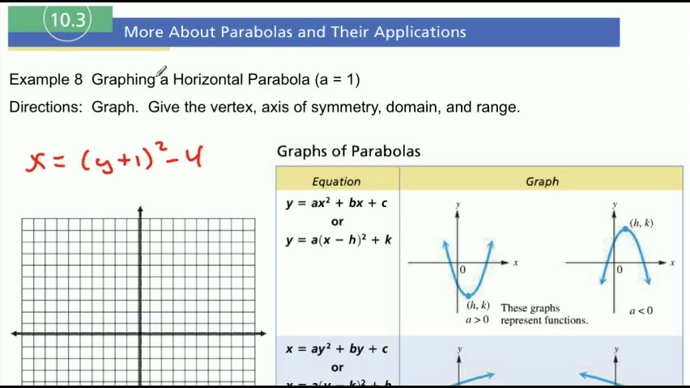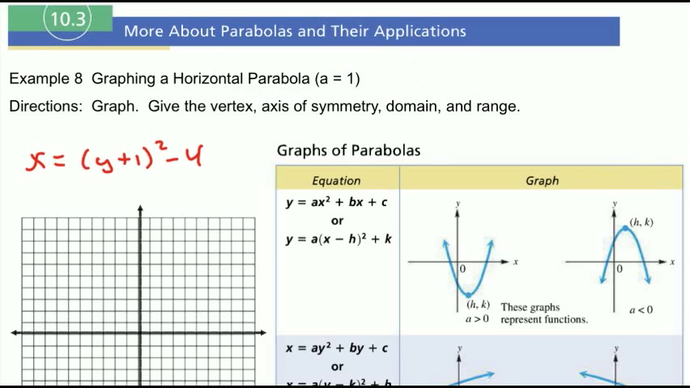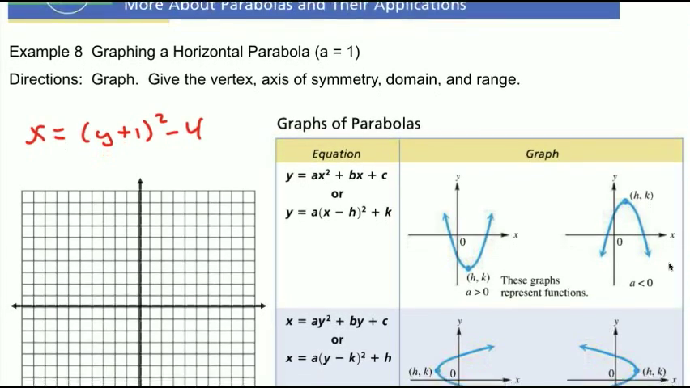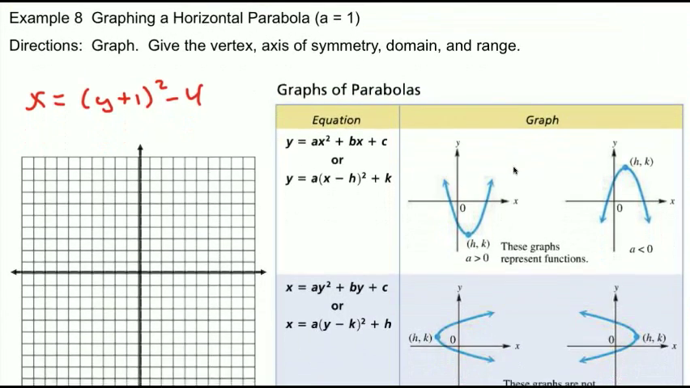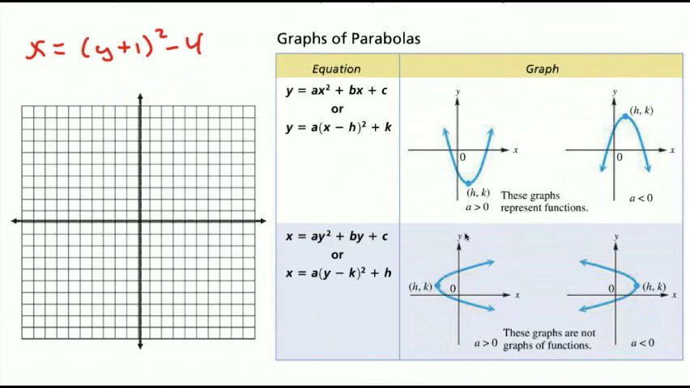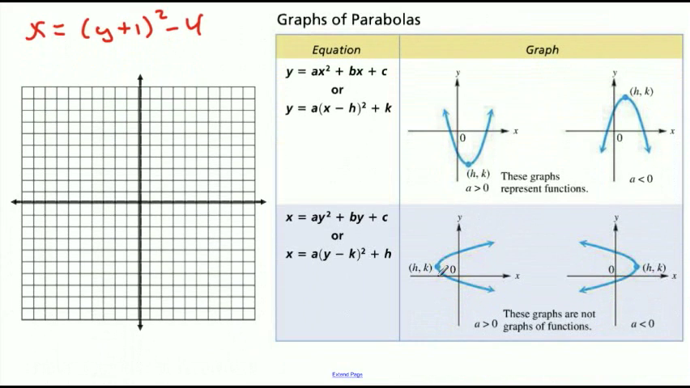For example number 8, we're going to be graphing horizontal parabolas when a is equal to 1. So we're going to graph it, and then we're going to give the vertex, the equation of the axis of symmetry, and the domain and range. So a lot of different things there. Let's look at the difference between our parabolas that open up and down, and now what we're going to show here is when it opens right and left.